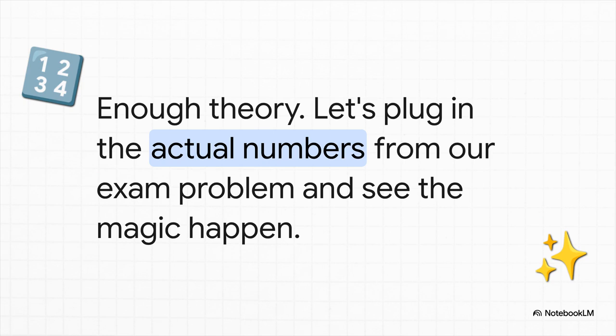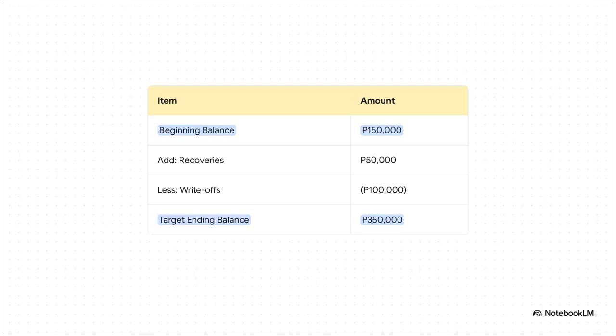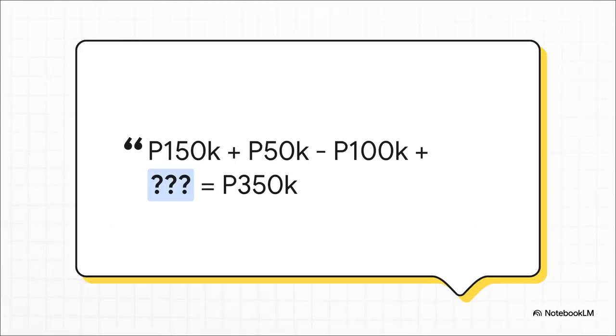Okay, enough theory. Let's get practical and plug in the actual numbers from our exam problem. This is where you'll see how slick this technique really is. So, the problem tells us a few things. We started the year with an allowance of 150,000 pesos. We had a nice surprise. We recovered 50,000 from an account we'd written off before. We also had to face reality and write off 100,000 in accounts that we're just never going to pay. And we already know our target ending balance, right? It's 350,000. So let's just lay it all out like a simple math problem. We started with 150K, we add the 50K from recoveries, we subtract the 100K for the write-offs. That brings us to a subtotal of 100,000 pesos.